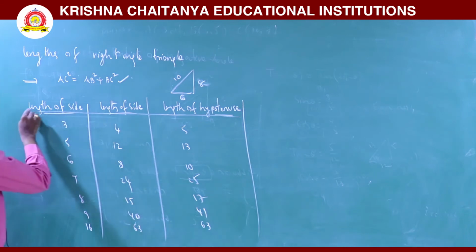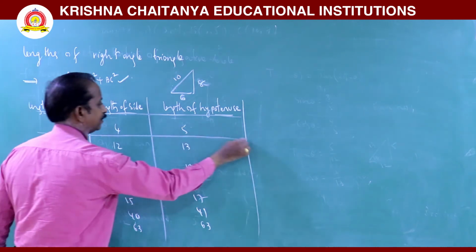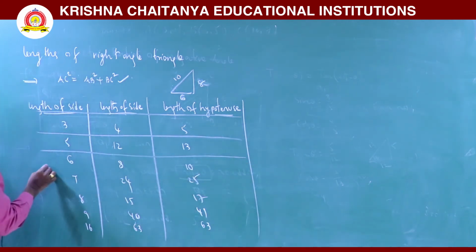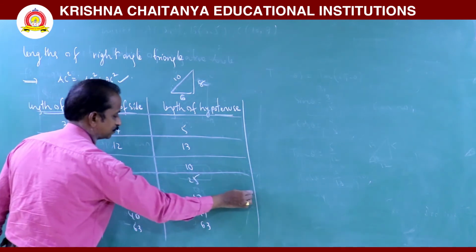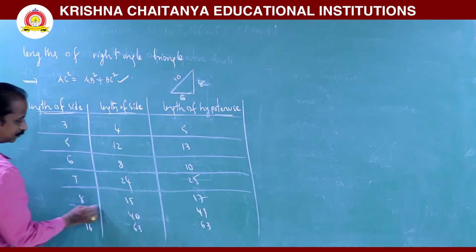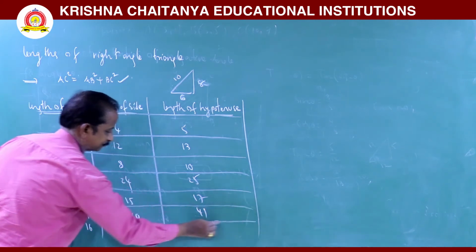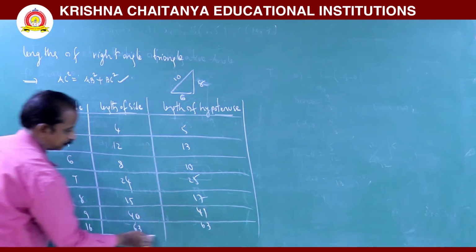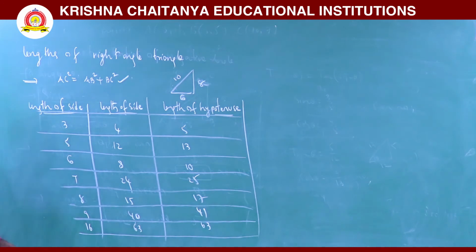Whenever we know the lengths of the right angle triangle, we can calculate trigonometric ratios of the respective angle. Simple method. I can explain: 3, 4, remaining 5. 5, 12, 13. 6, 8, 10. 7, 24, 25. 8, 15, 17. 9, 40, 41. 16, 63, 65.